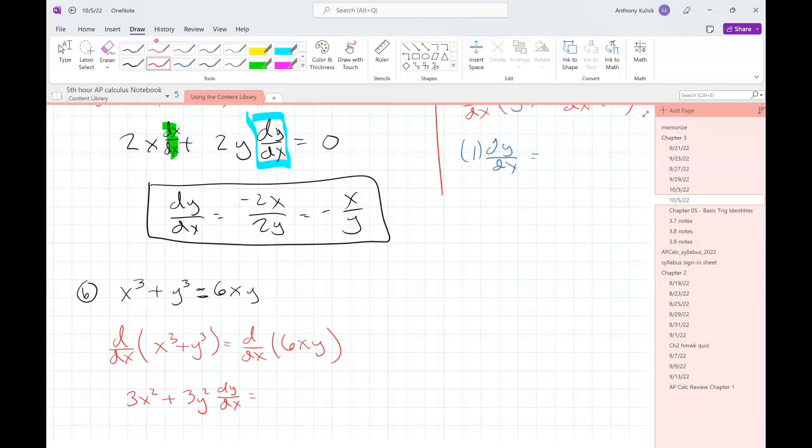This is a product rule. So you'd have 6 times x times the derivative of y plus y times the derivative of x, because we have 2 variables multiplied together. That's going to be a product rule.